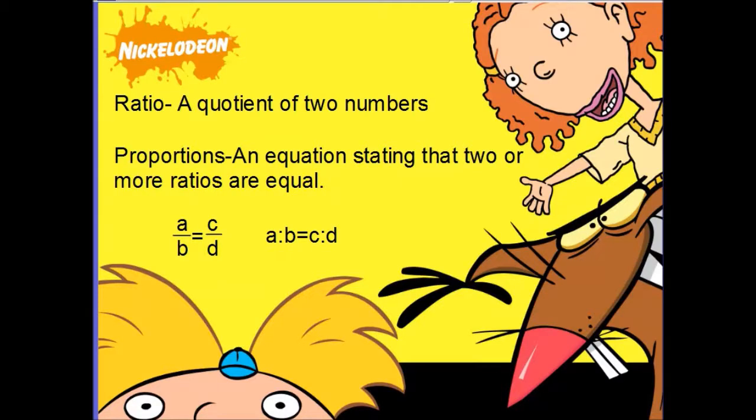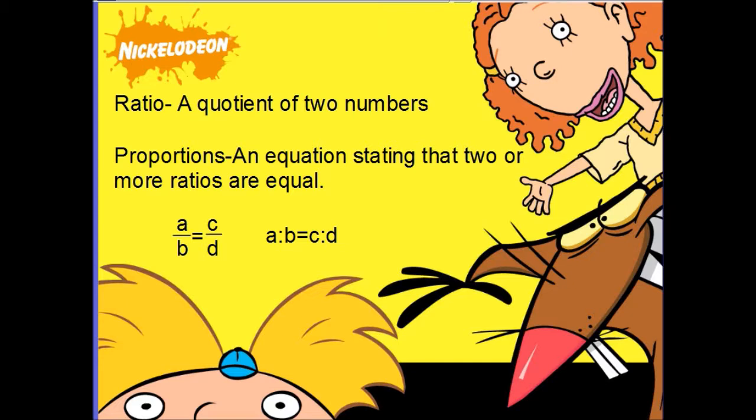So first, let's get some vocab out of the way. A ratio is a quotient of any two numbers. So really, any fraction is considered to be a ratio. 5 over 9, A over B, X plus 3 over Y minus 19 are all ratios.